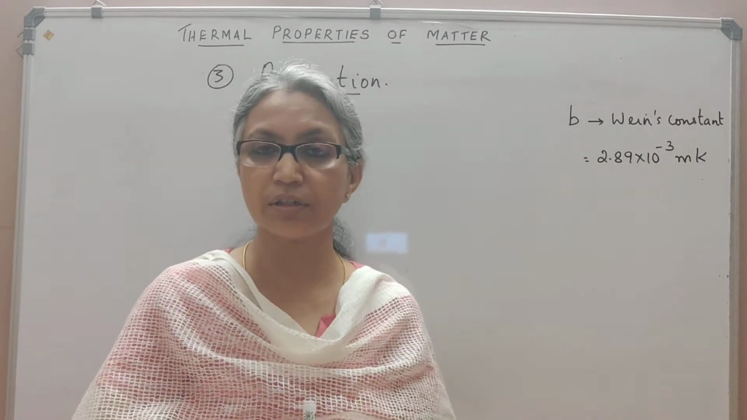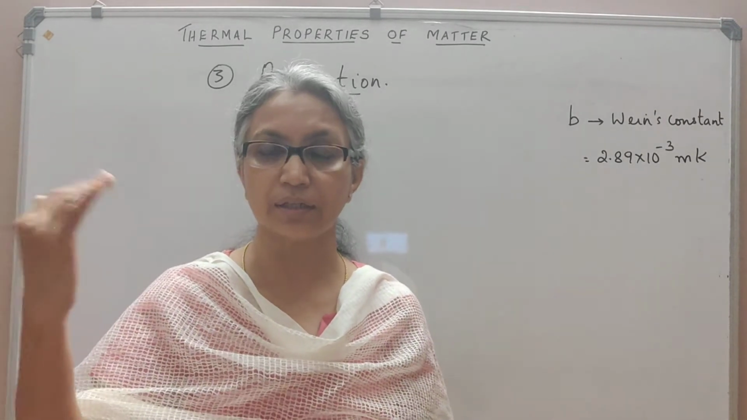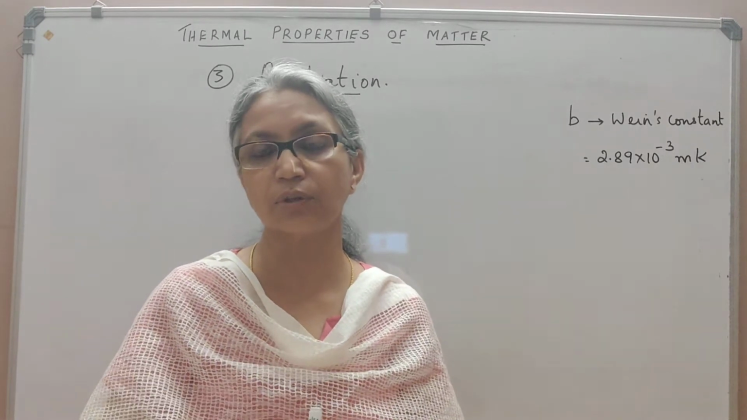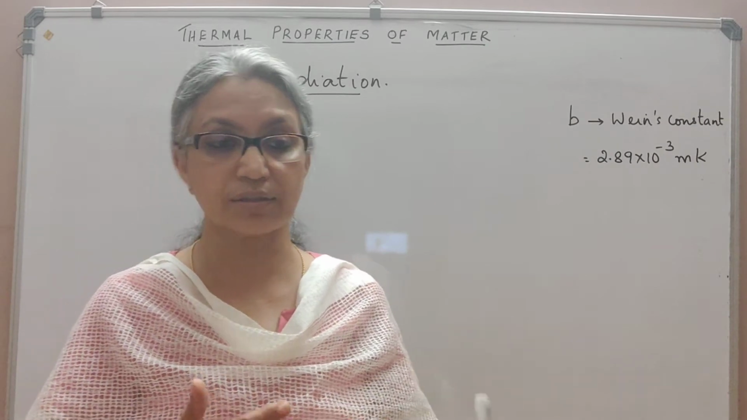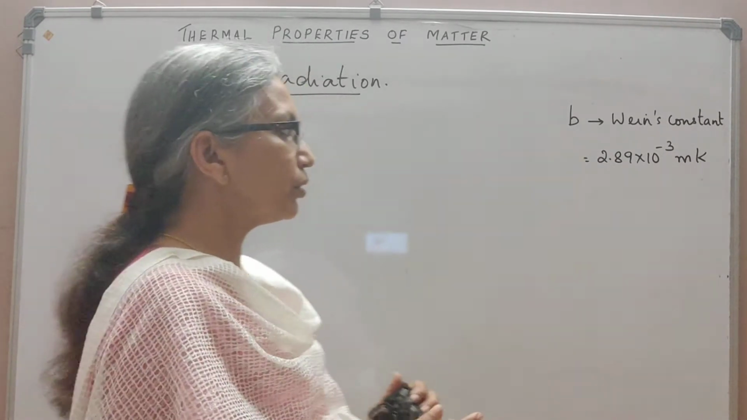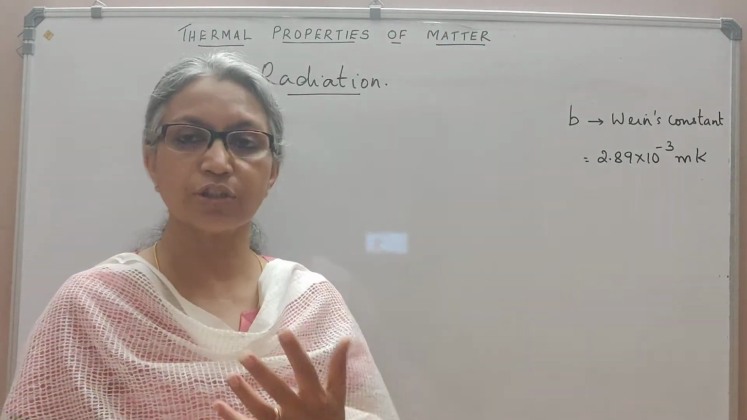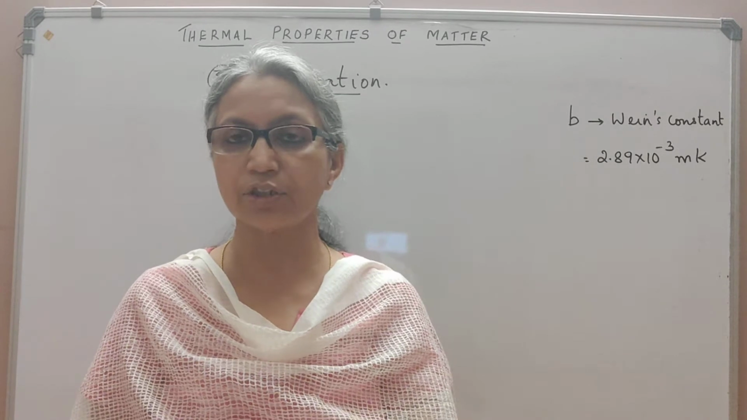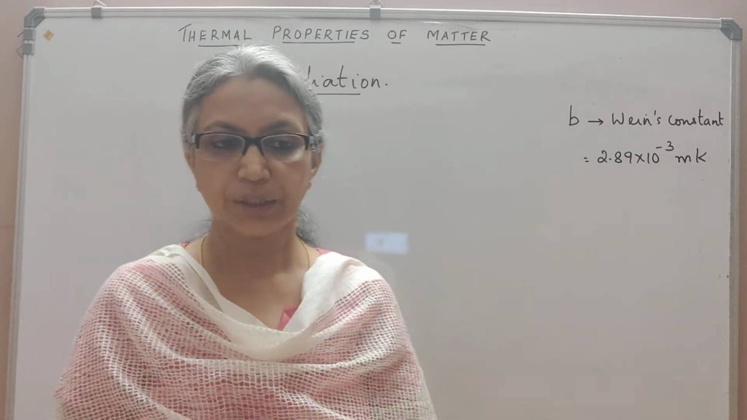Because it does not require a material medium, you know that the light from the sun reaches the earth obviously through electromagnetic radiation, because it has to travel through vast regions of vacuum or space where there is no material medium. So that is the mode of transfer. Radiation is electromagnetic radiation, heat transfer without a material medium.